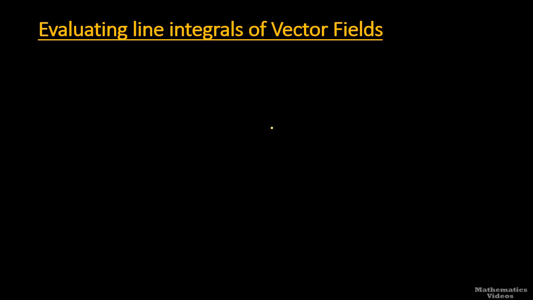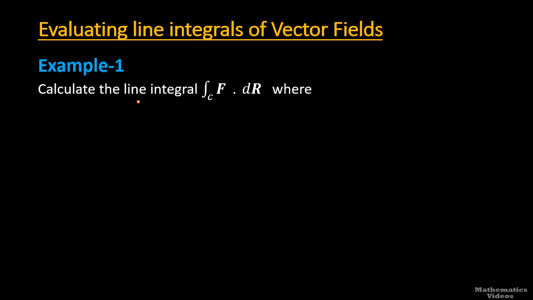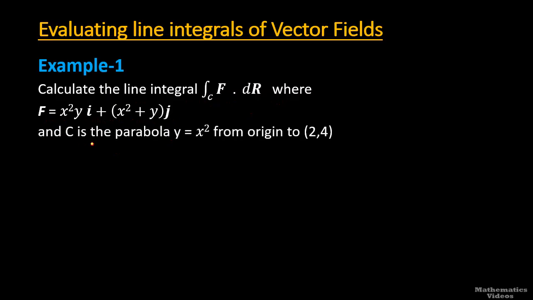In this lecture we will solve two examples of calculating the line integral of a given vector field. These two examples are quite simple. In the first example we will calculate the line integral of the vector field f over a curve C, where the vector field f is given by x squared y i unit vector plus (x squared plus y) j unit vector, and the curve C is the parabola y equal to x squared from the origin to the point (2, 4).